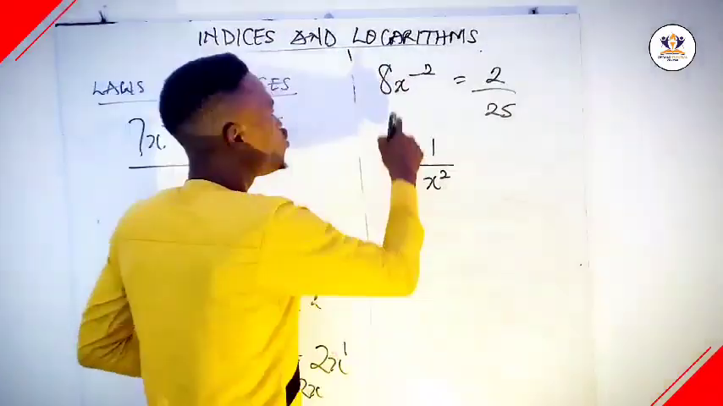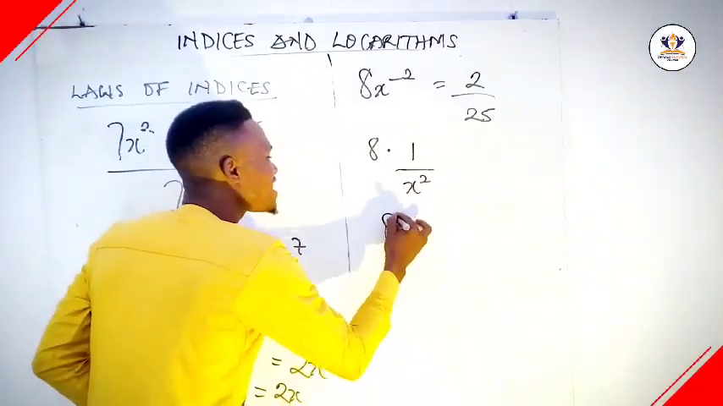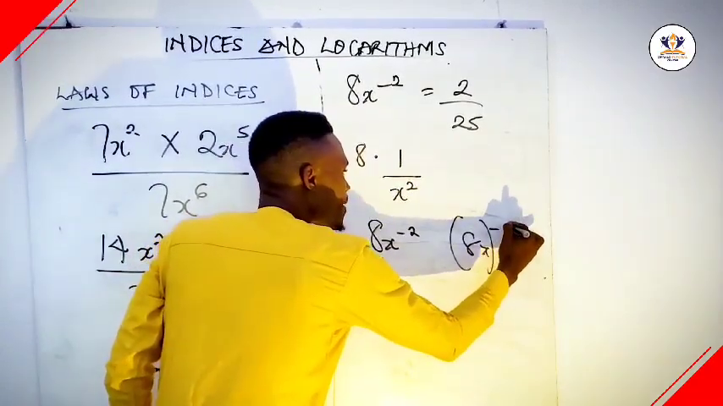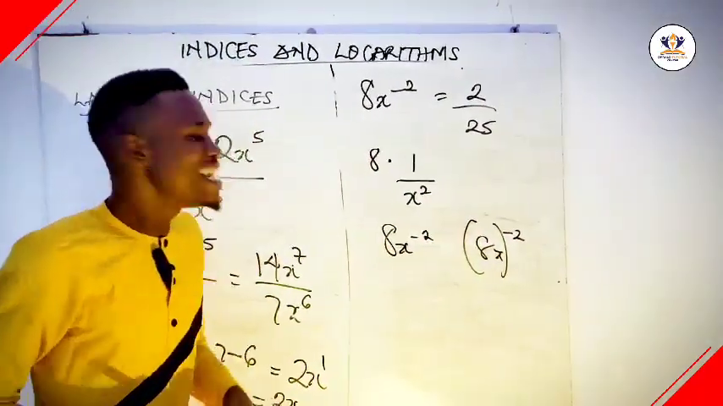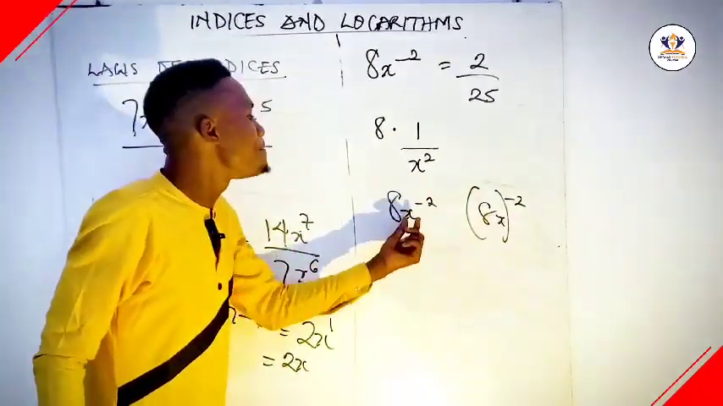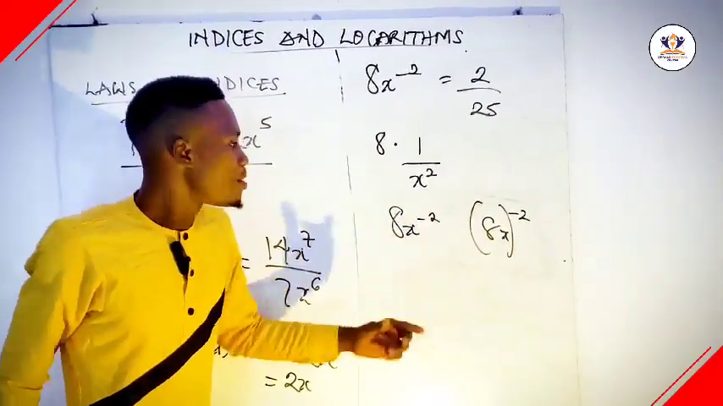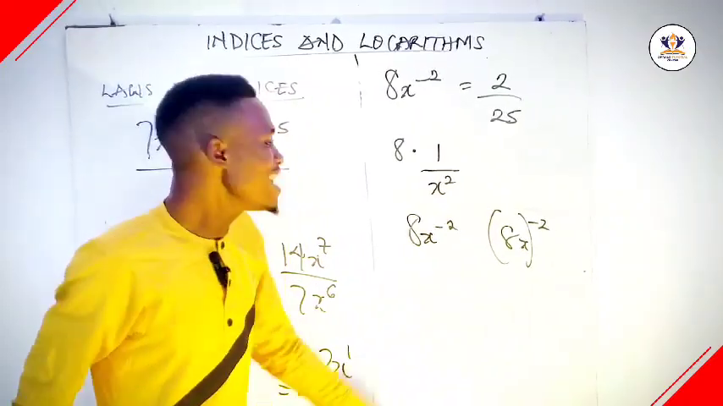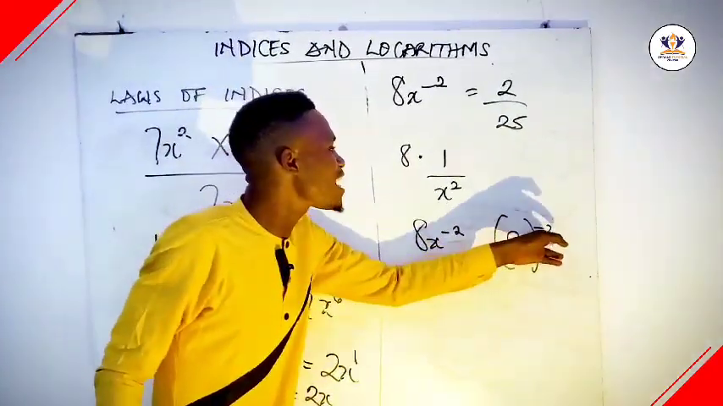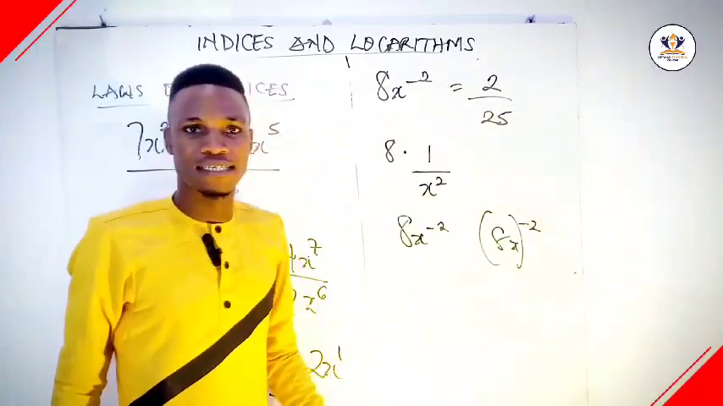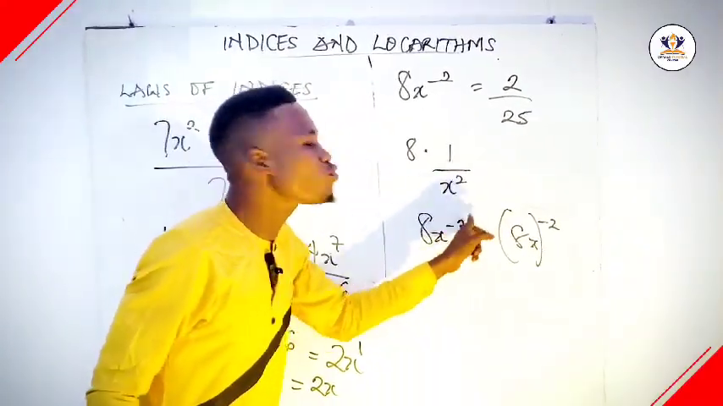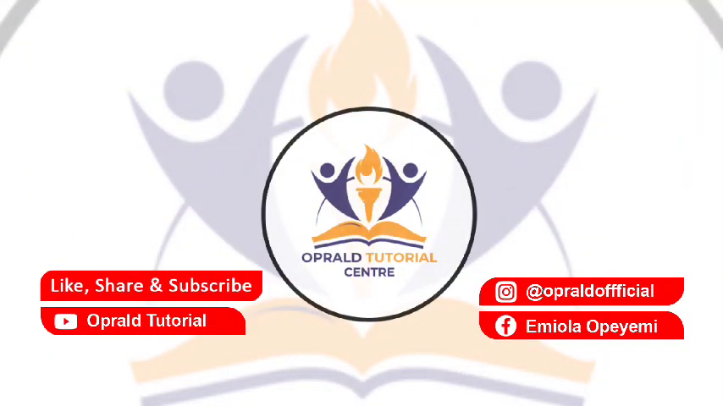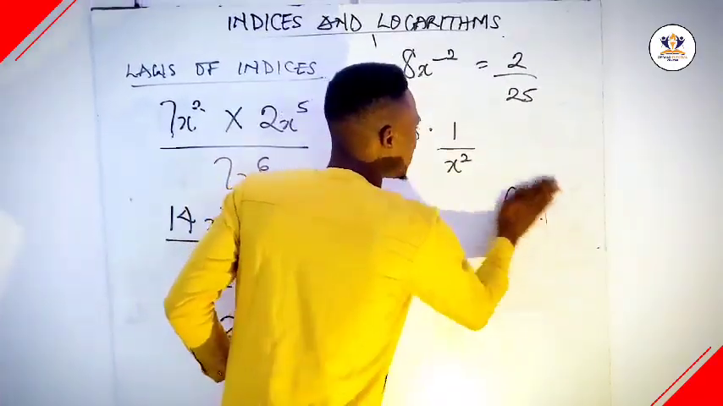From here, look at this. There is a difference between 8x raised to the power minus 2 and 8x, everything raised to the power minus 2. This minus 2 here belongs to only x. But here, the minus 2 belongs to 8 and x. So anytime you have it like this, you will know that the minus 2 will affect 8 and x. But here, this minus 2 will only affect x. So try and take that serious. I think I have explained that now.